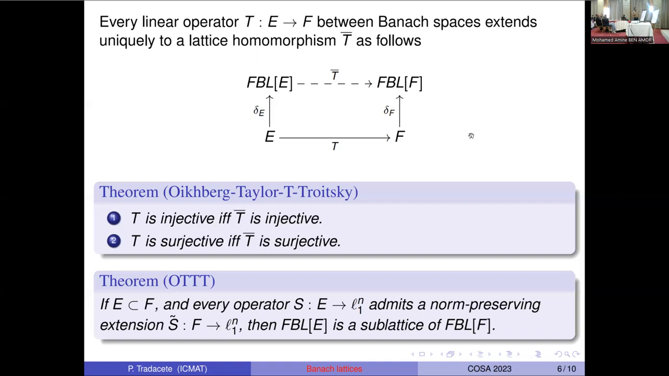And I haven't written it well, but actually this is if and only if, right? So if this map is actually an embedding, then you have this property of controlled extension of operators into L1. You could actually replace finite dimensional L1 by any L1 space you like. But I mean, this is kind of nice. Okay. So far so good.